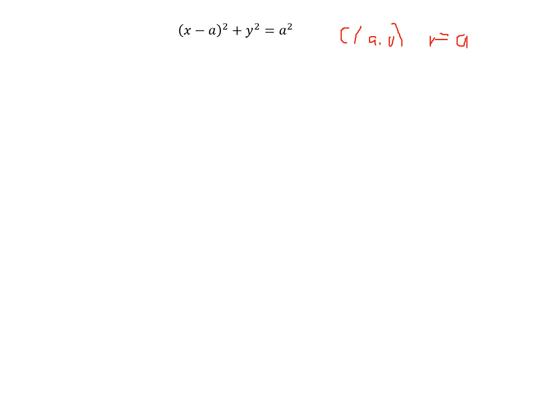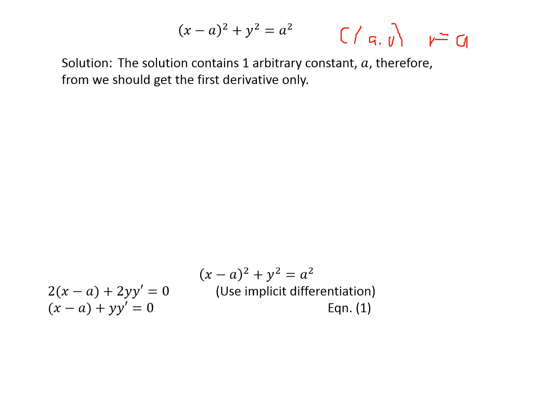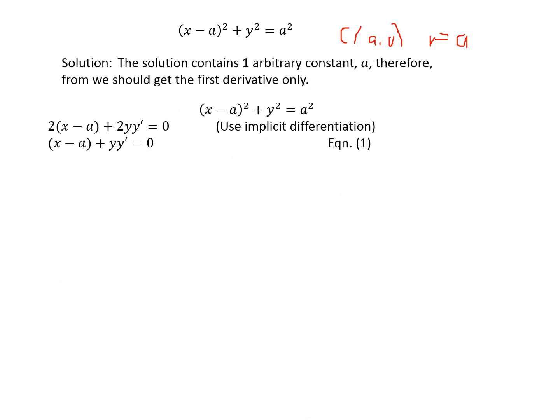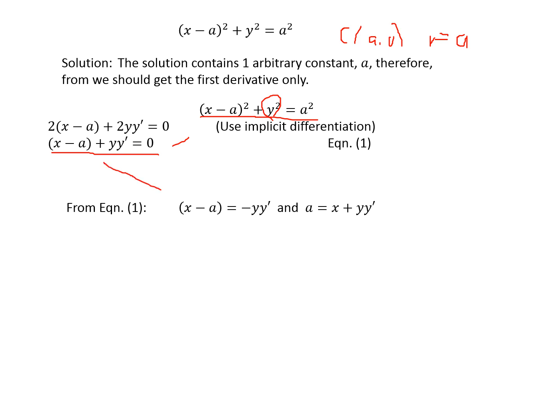So we differentiate just once. This is our original equation. The first derivative is 2 times x minus a. The derivative of y squared is 2y times the derivative of y, which is y prime. And dividing by 2 gives you x minus a plus y y prime is 0. Next, you solve for x minus a in that equation. So we can have negative y y prime. And also solve for a in this equation. You will have a is x plus y y prime.